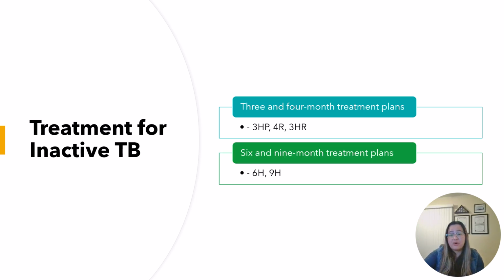Then if 3 or 4 month treatment plans are not right for you or it's not available, then 6 and 9 month treatment plans are recommended. So 6H means 6 months of isoniazid and 9H means 9 months of isoniazid.